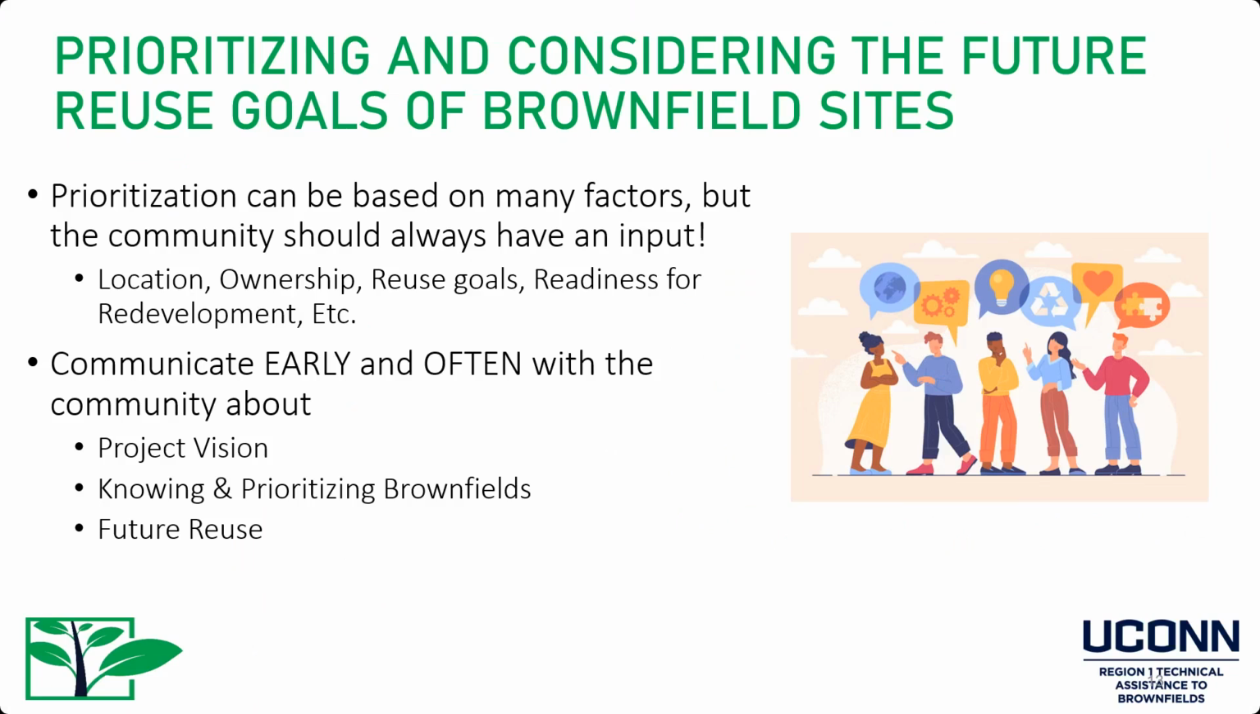Typically, what we see as common criteria for prioritization is location. So for example, if you want your main street to be the focus of a future grant, if you're interested in applying for an assessment grant and you want to know what sites still need that kind of funding, that's some of the different criteria, but it's really open to whatever your community finds important.